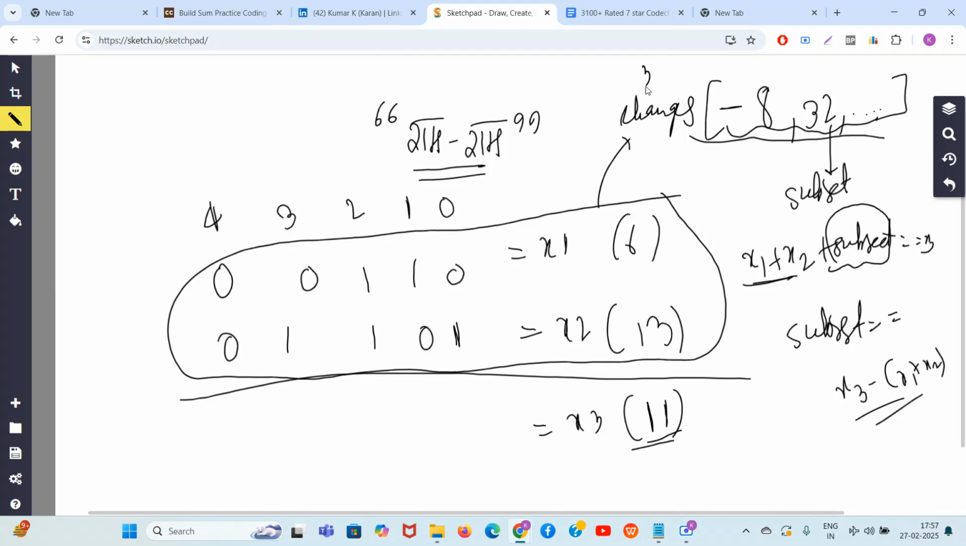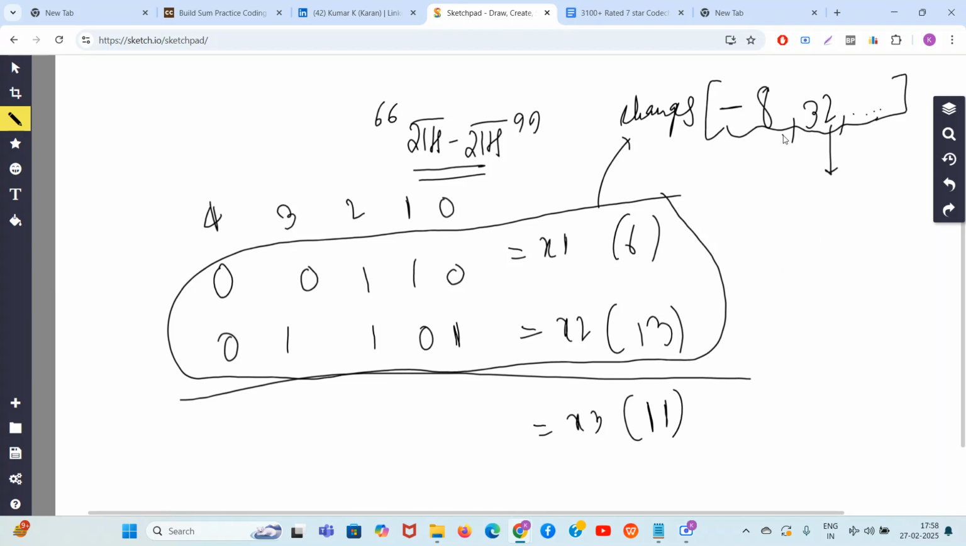There can be 30 elements in the changes array because there are 30 bits. So 2 raised to 30 it will take to do the backtracking and generate all subset sums of the change array.